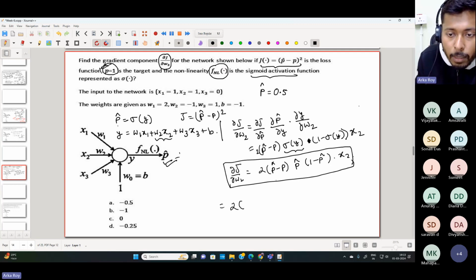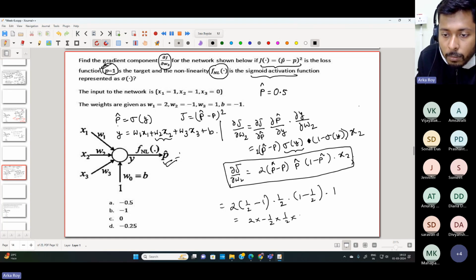So 2 multiplied with half minus the original target value, which is 1. So half minus 1. Then we have half, 1 minus half again, and we have X2. So the X2 value is 1. So 2 into minus half into half into half. Over here we have minus 1 by 4, so minus 0.25. So this is the final answer.